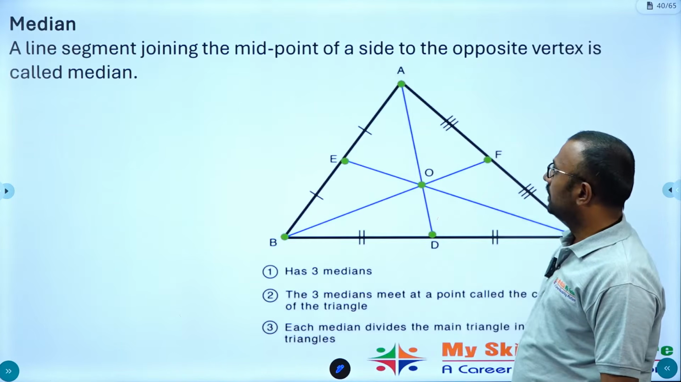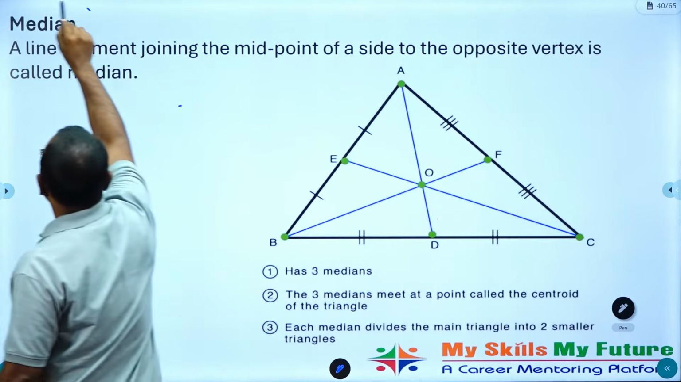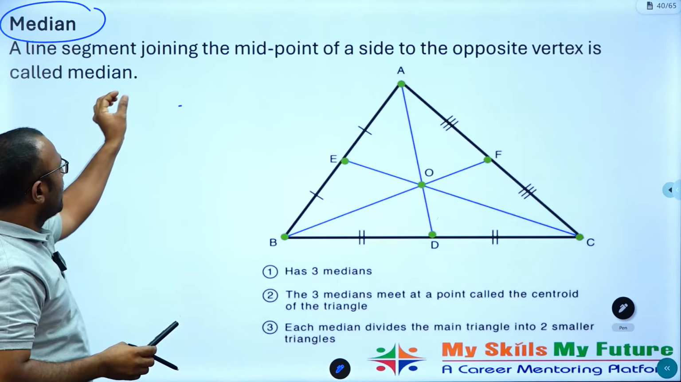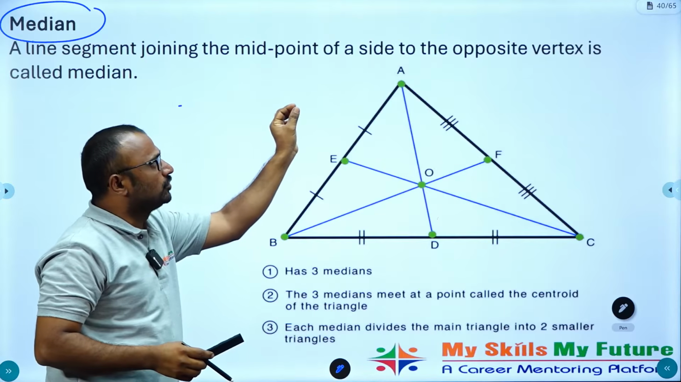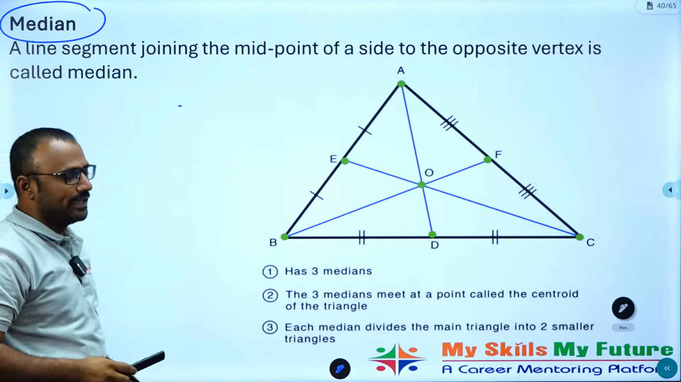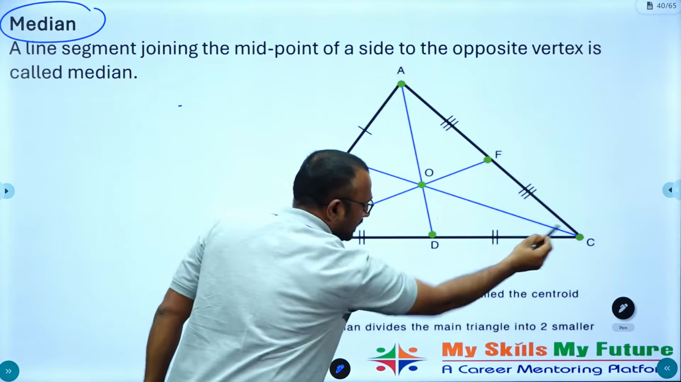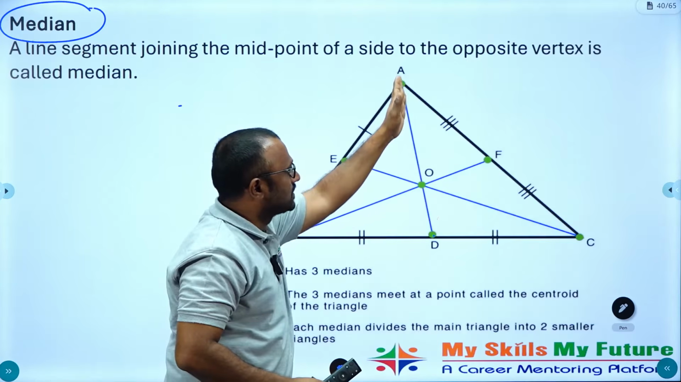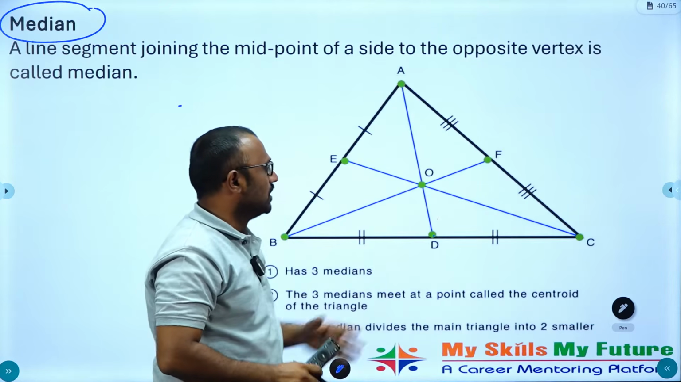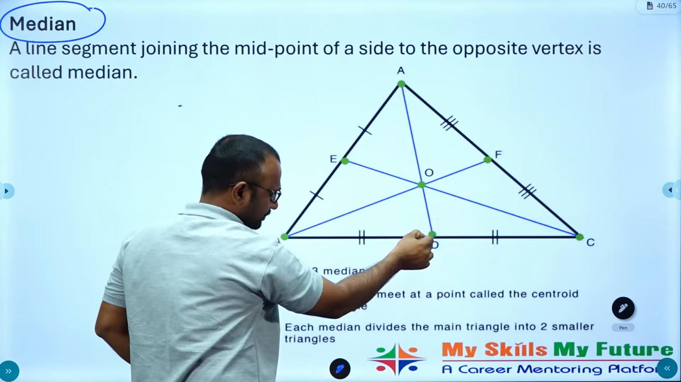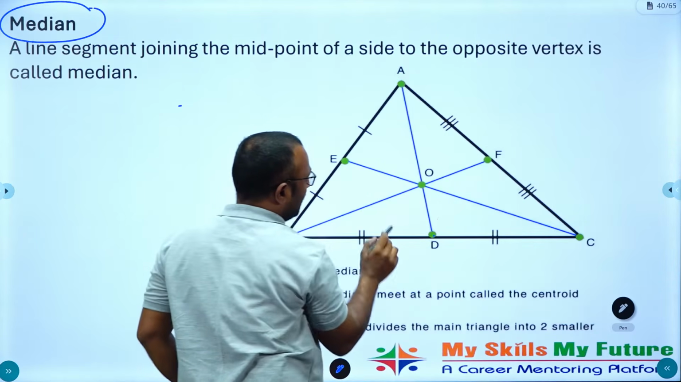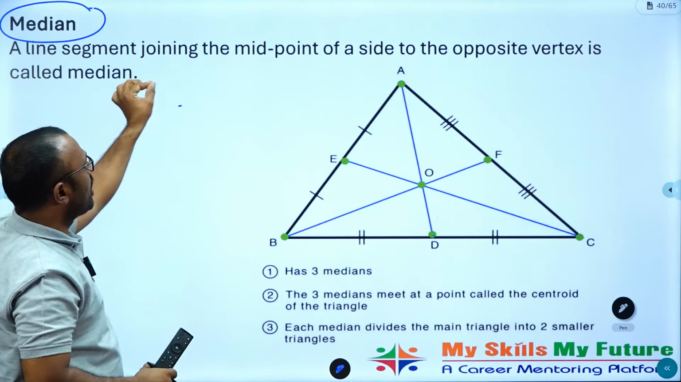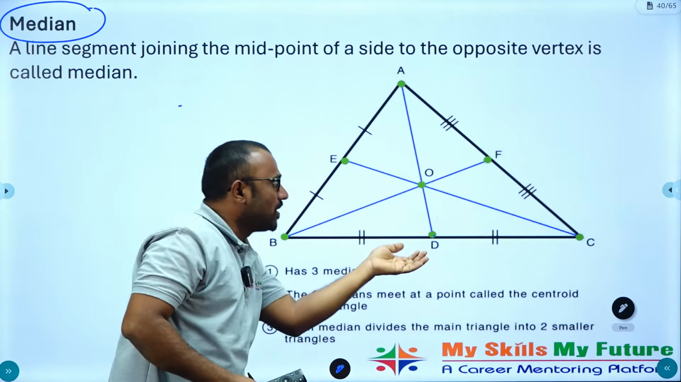Next one, median. So what is a median? A median is a line segment joining the midpoint of a side to the opposite vertex. If you see here, BC is the side, and D is the midpoint. From the midpoint we join the vertex. So AD is a median, BF is a median, EC is a median.